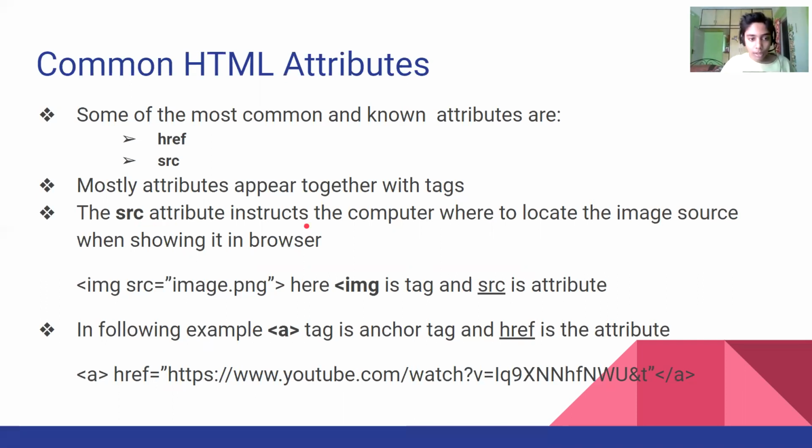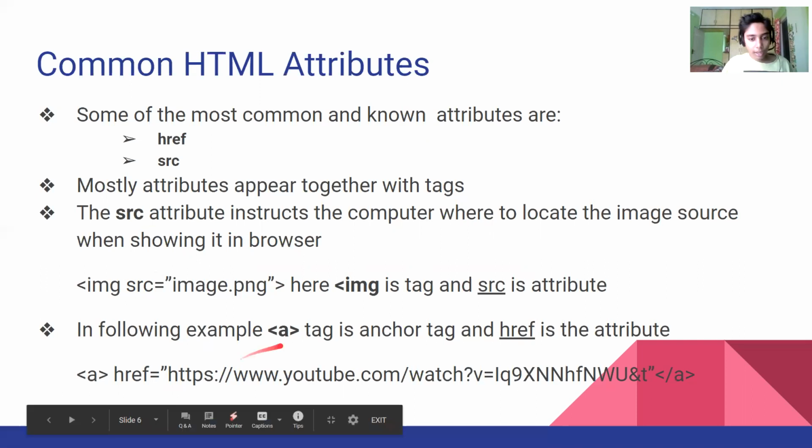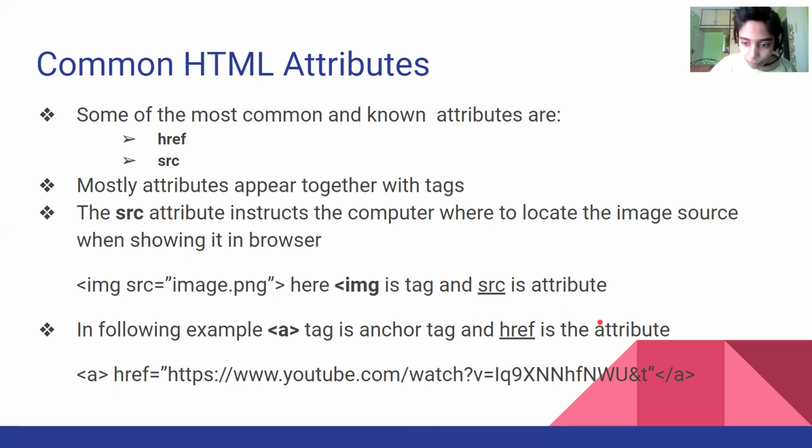So this src attribute tells the computer to locate the image source and show it on the browser. So this is another example. Here image is the source and attribute. Here, following the a tag example, is an anchor tag. So a is an anchor tag, meaning anchoring, and href is the attribute.